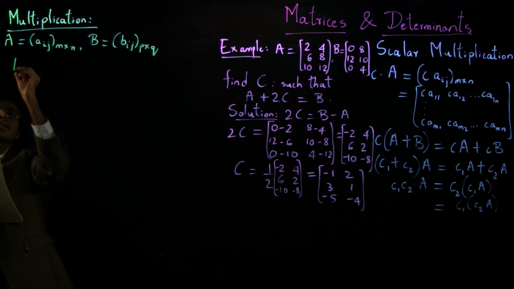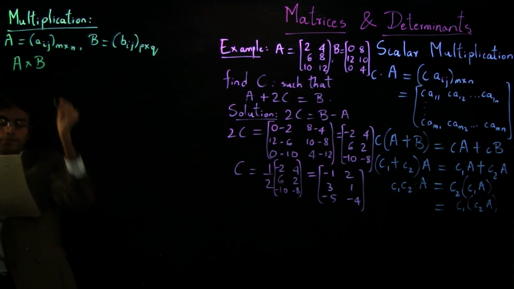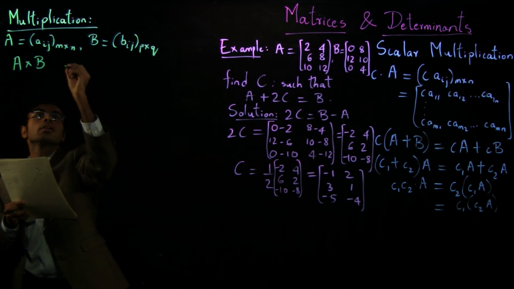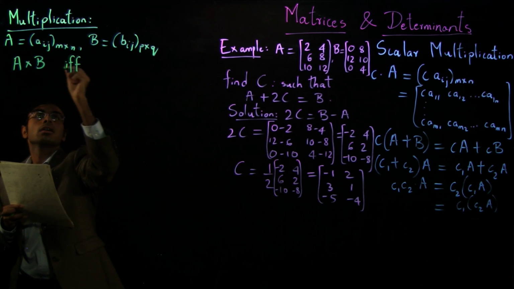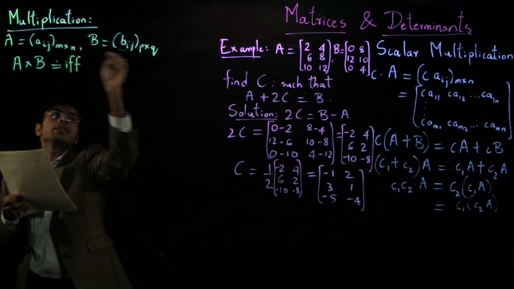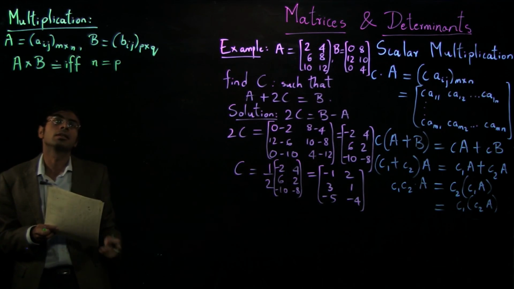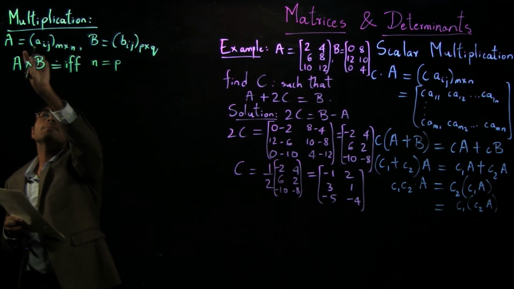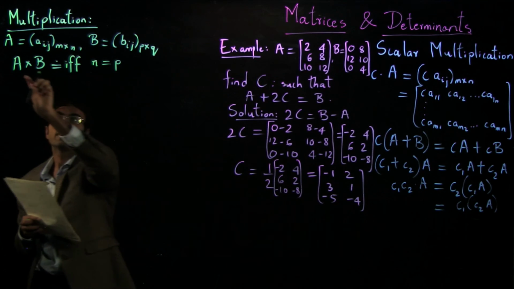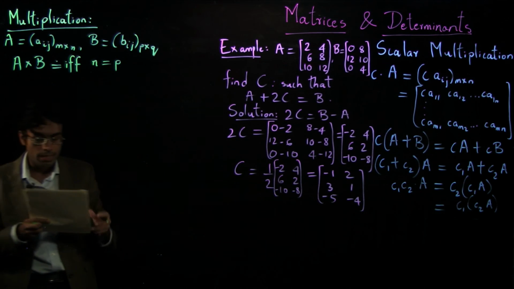So then the product A times B is defined if and only if n equals p, which means that the number of columns of A must equal the number of rows of B. Only then is this product, the new matrix A times B, defined.